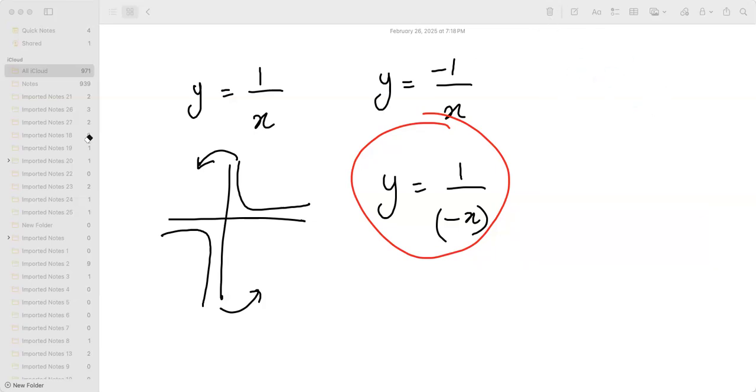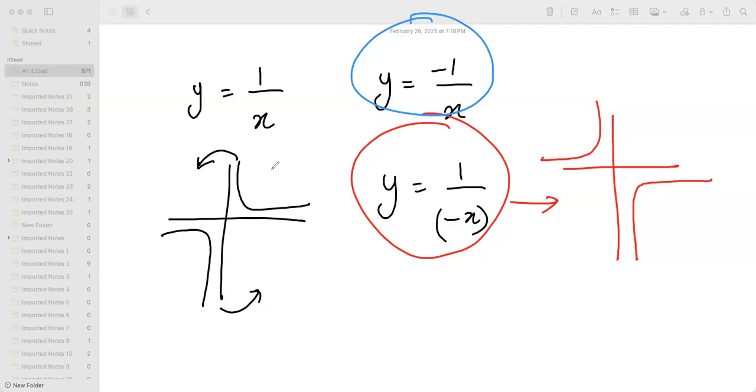Okay, reflection on the y-axis means this comes here and this comes here. Am I making sense? Red matches. Yes. Now let's go ahead and try this one.